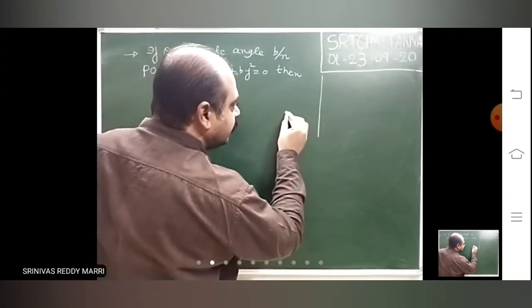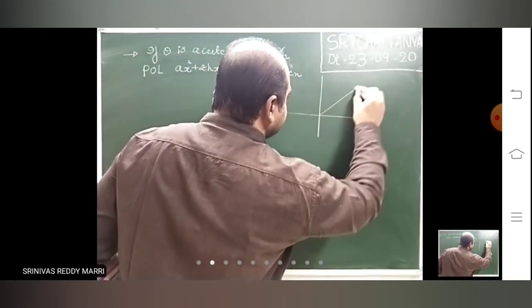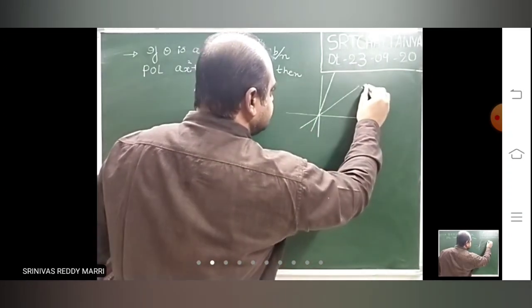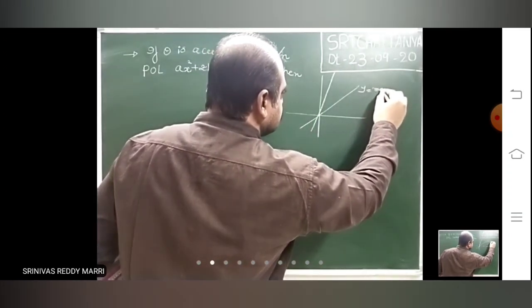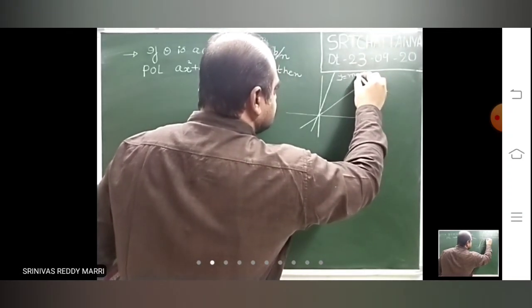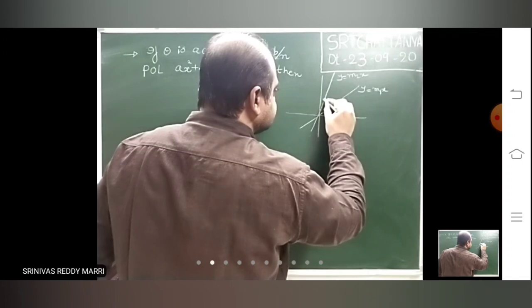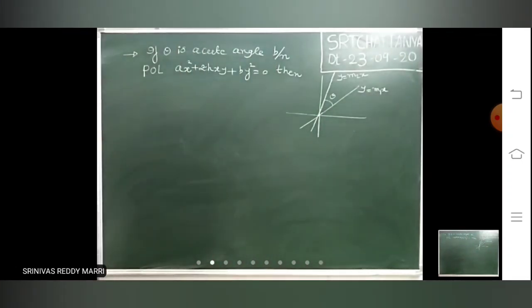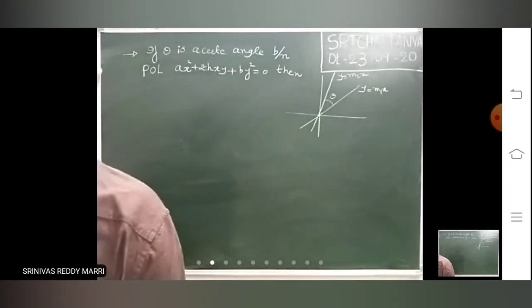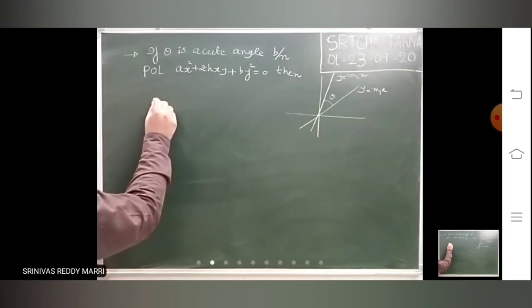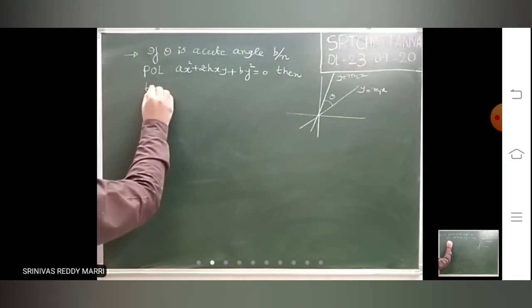That means there will be two lines. These represent two lines, y equal to m1x and y equal to m2x. Let us say this is the acute angle. The angle between these two lines can be found directly, without finding the lines, by using this formula. Write the formula.